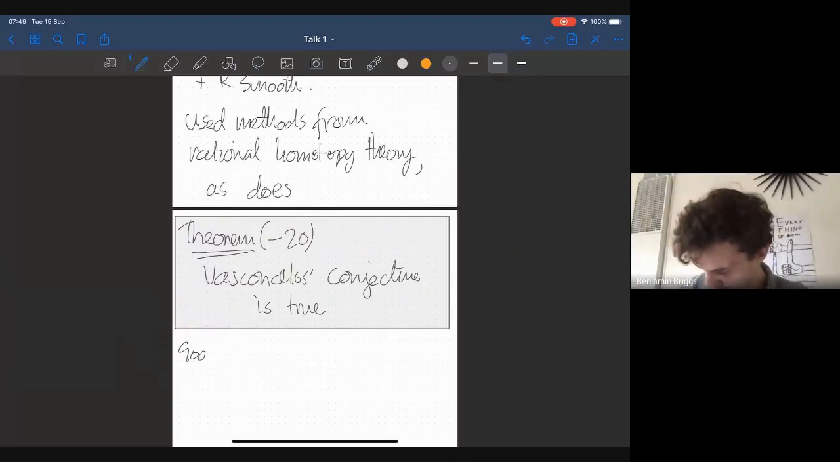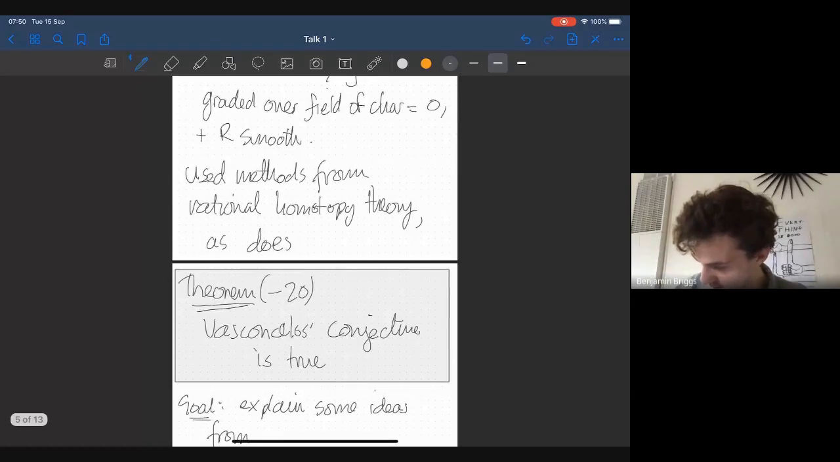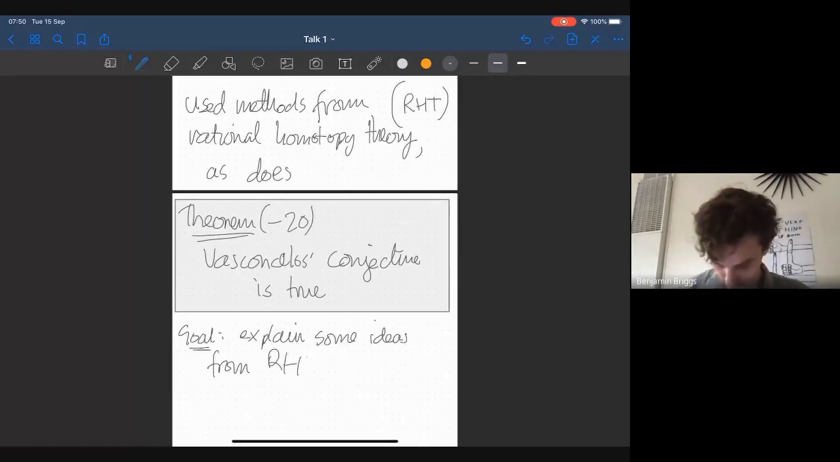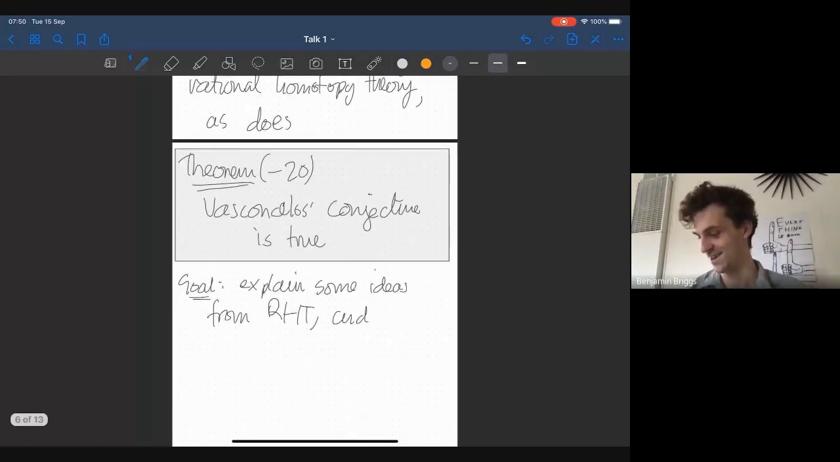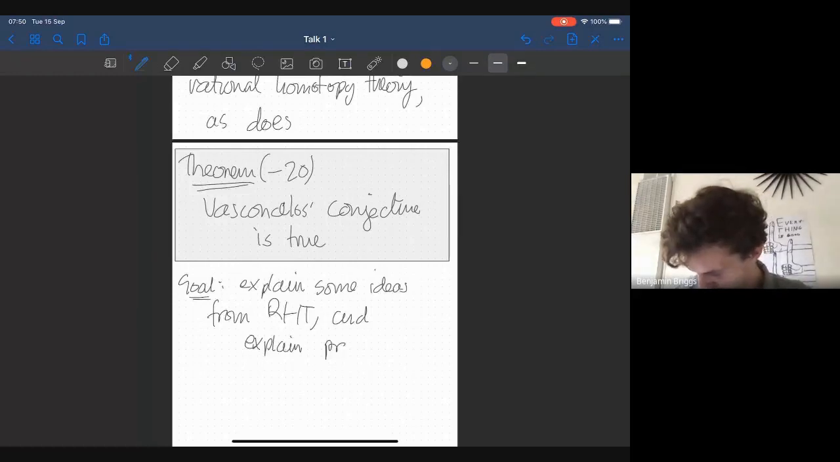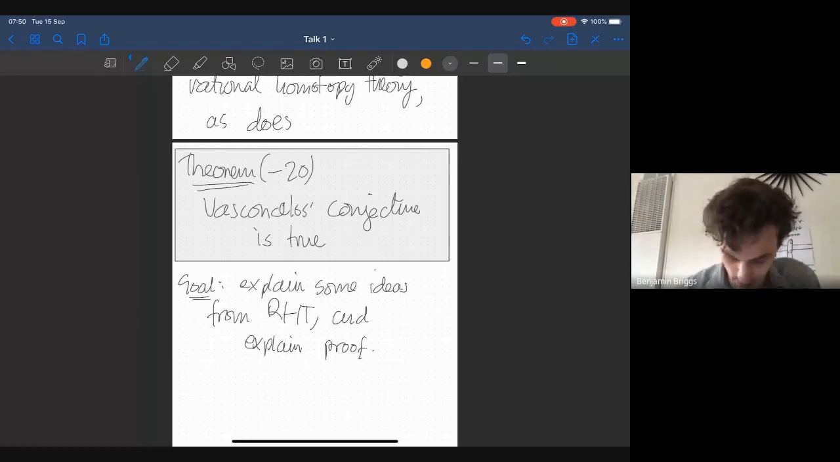So the goal for these talks is to explain some ideas from rational homotopy theory. I guess I'll call this RHT. And to, as detailed an extent as I can in these 2 hours, explain the proof. I'll definitely get the main things involved and give some proofs of the main parts.